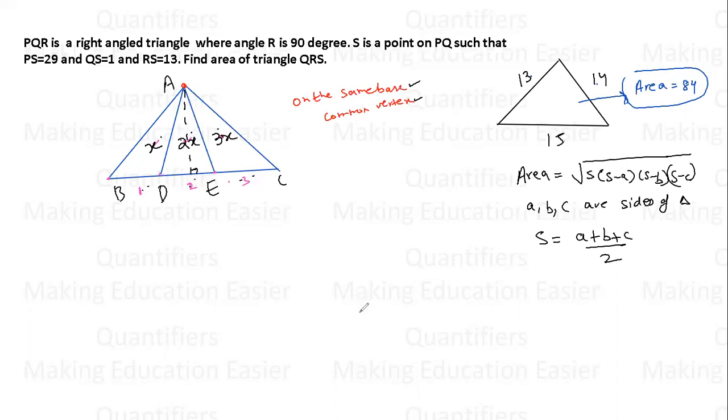Now coming to the third very important property. In a circle, students, a diameter always makes an angle of 90 degrees on the circumference. Right, so all these angles will be equal to 90 degrees. This will also be 90 degrees, and this will also be equal to 90 degrees.